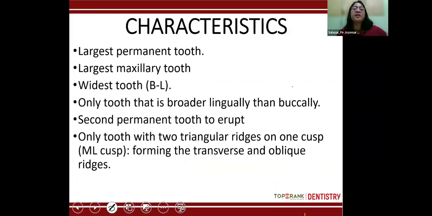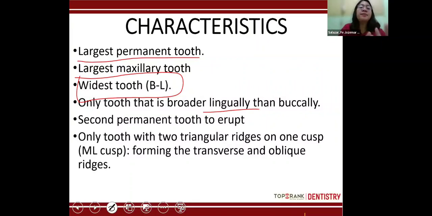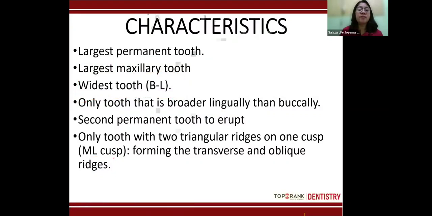So let's discuss the maxillary first molar. What are its characteristics? It's the largest overall among your maxillary teeth. Also, widest tooth buccolingually. Only tooth that is broader lingually than buccally. Usually, ang ngipin natin, narrower sa lingual, pero ito, mas maliit naman yung buccal. Second permanent tooth to erupt. Only tooth with 2 triangular ridges on one cusp. That's the mesolingual cusp, forming the transverse and the oblique ridges.